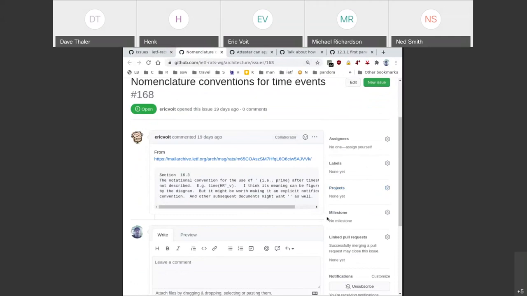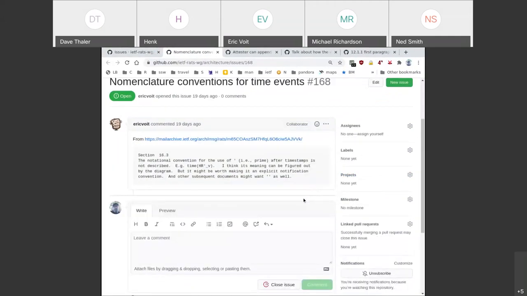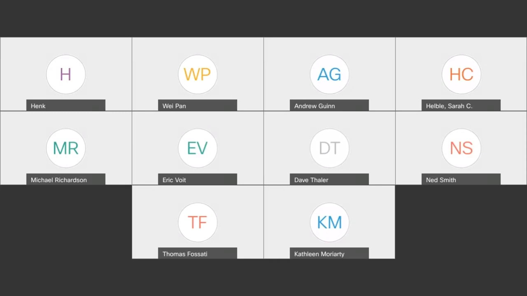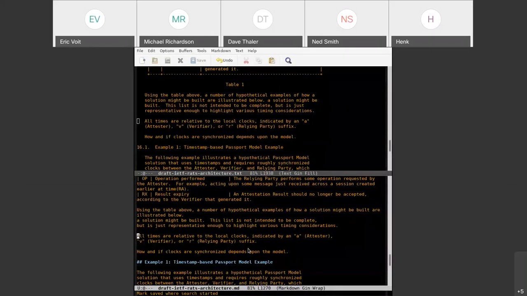Basically, this one's pretty straightforward. There's no definition of the use of prime in the examples for timestamps. We can figure it out from the diagram, but I think it's useful to have a nomenclature for figuring out when a subsequent use of a time event type is used. So at the top, something like: prime indicates it's a different instance. Just identifying what it means is worthwhile. It doesn't matter to me what the solution is. It's just got to be fairly efficient and documented.